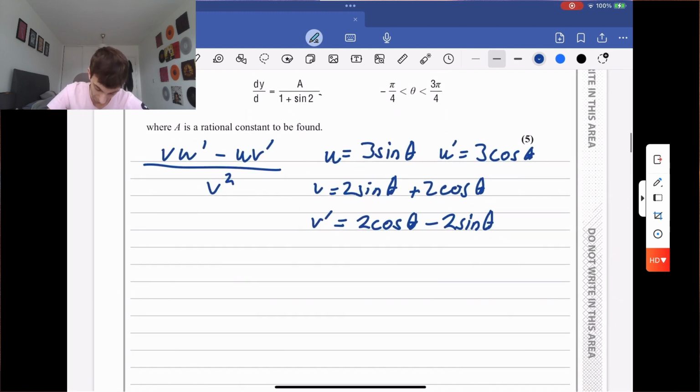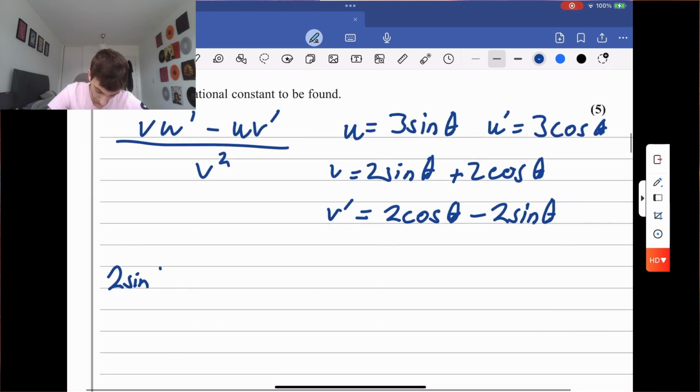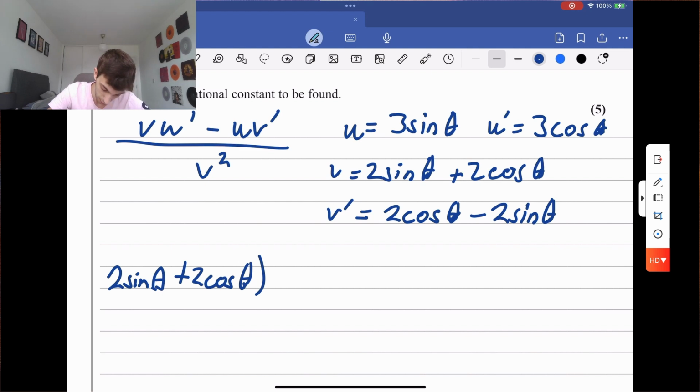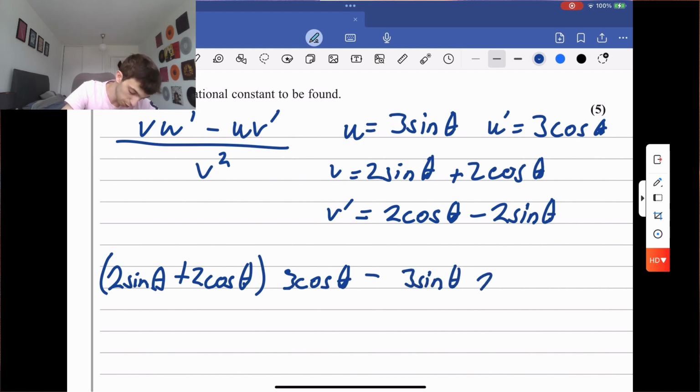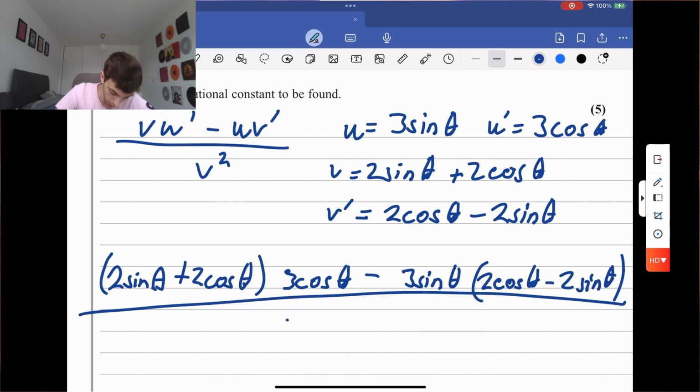Okay, so what do we have? It's quite a lot of work in this question, but let's do it. So we have 2 sine theta plus 2 cos theta, multiplied by u dash, which is 3 cos theta. Take away u, which is 3 sine theta, multiplied by v dash, which is 2 cos theta minus 2 sine theta. Okay, great. This is going to be all over v squared, so all over 2 sine theta plus 2 cos theta, all squared.